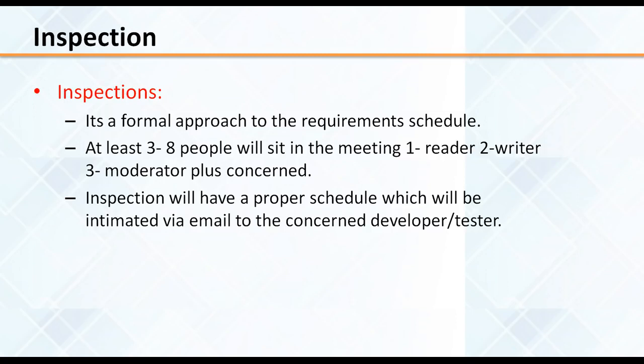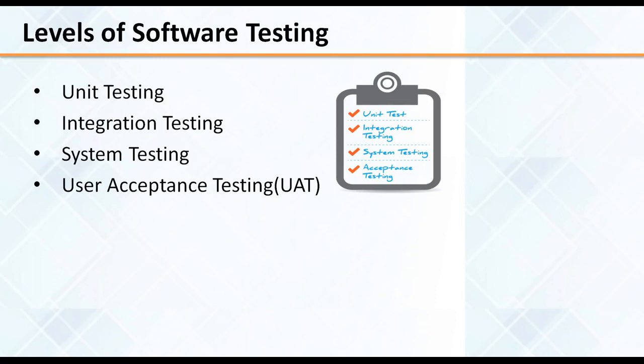Now we are going to discuss levels of testing: unit testing, integration testing, system testing, and user acceptance testing. So these are the levels of testing. Let us discuss this in detail. Very simple. Unit testing means testing a single unit or a single component or single program. That is basically called unit testing.